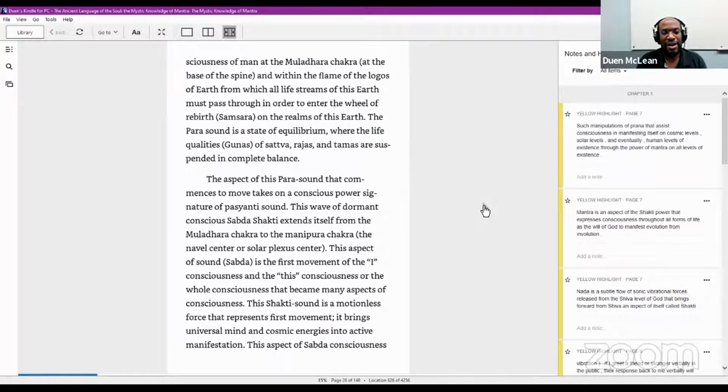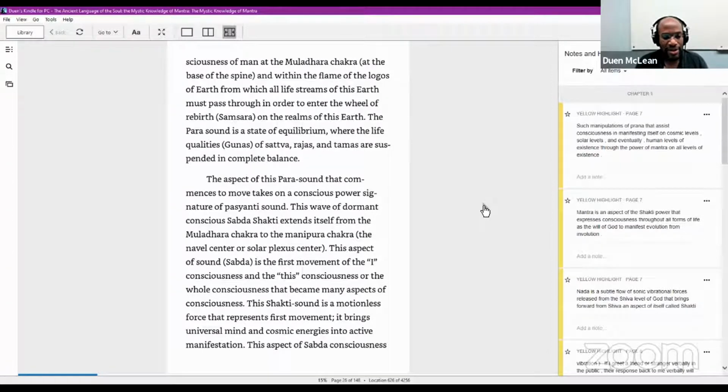The aspect of this pada sound that commences to move takes on a conscious power signature of pasyanti sound. This wave of dormant conscious sabda shakti extends itself from the Muladhara chakra to the Manipura chakra, the navel center or solar plexus chakra. This aspect of sound, sabda, is the first movement of the I consciousness, and the this consciousness, or the whole consciousness that became many parts of consciousness.